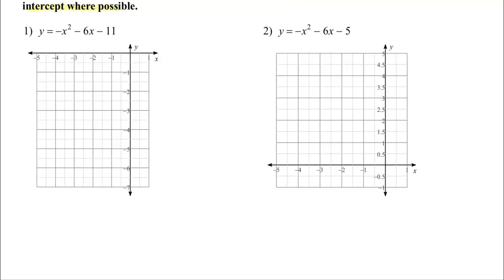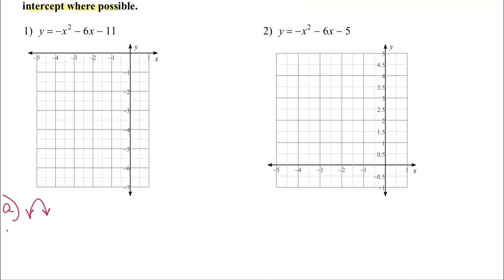So, to say whether or not it opens up or down, if the leading coefficient, so that's the coefficient of the x squared, if that is negative, like it is there, it is opening down. Okay, so that is going to look like this. It's going to open down. Okay, B will be the biggest thing you're going to do.